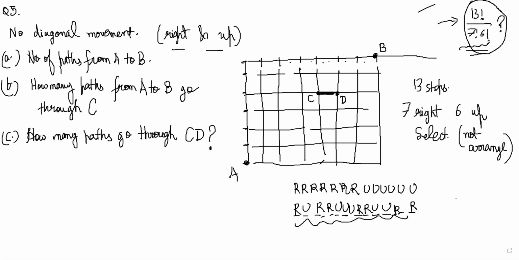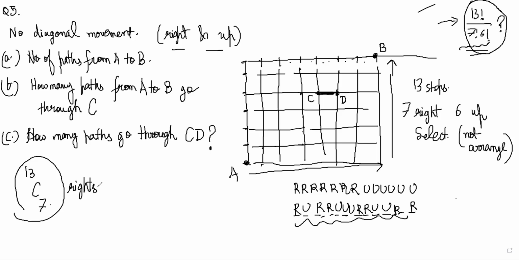Suppose I take first one right, then one up, then two rights, then three ups, then two rights again, then two ups, and then two rights. Then I end up at B, right? Even if I take 7 consecutive rights and then 6 consecutive ups, I also end up at B, right? So the idea is, out of the 13 possible steps, select wherever you want to put the 7 rights.